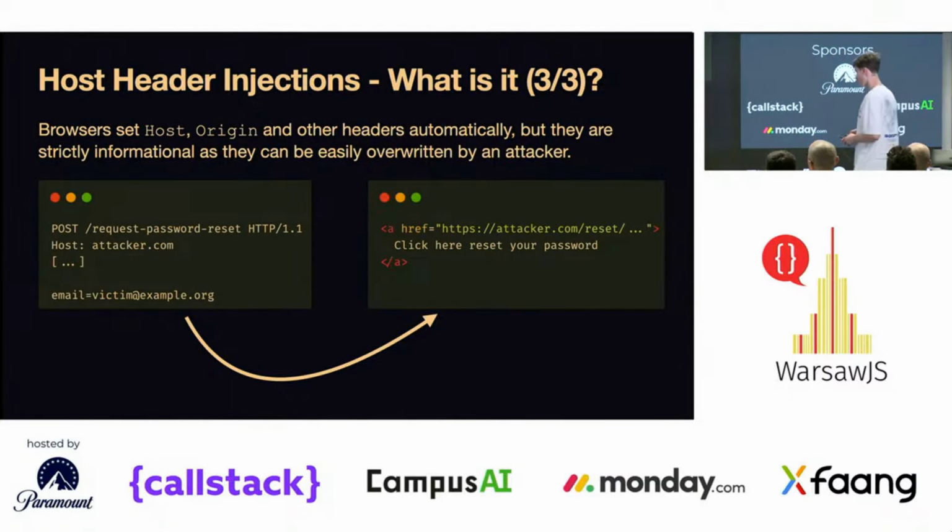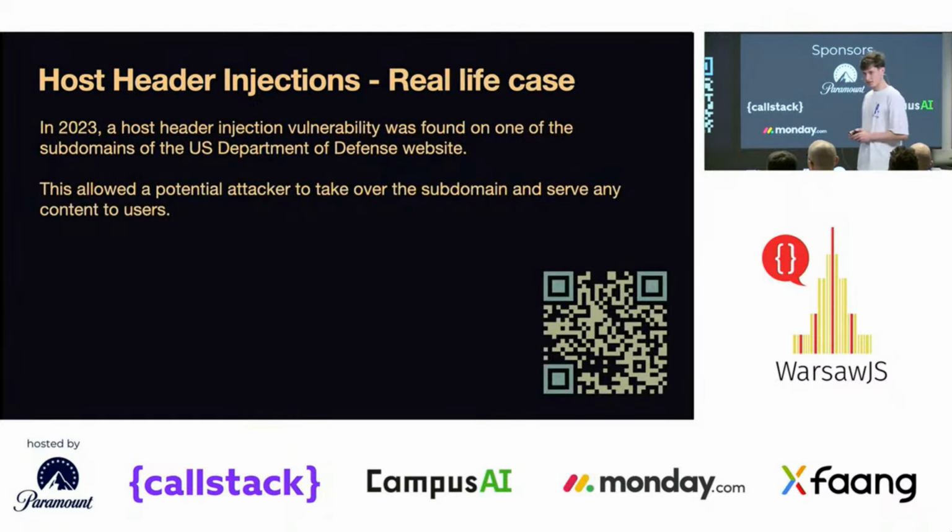If an attacker supplies a host with their custom domain and you inject this into your transactional email, it will become vulnerable and they would be able to send emails to your users with their website on your behalf. The real-life case of this is the US Department of Defense website that treated the host header as a website they should render, and it allowed hackers to serve any content on their site on their behalf.